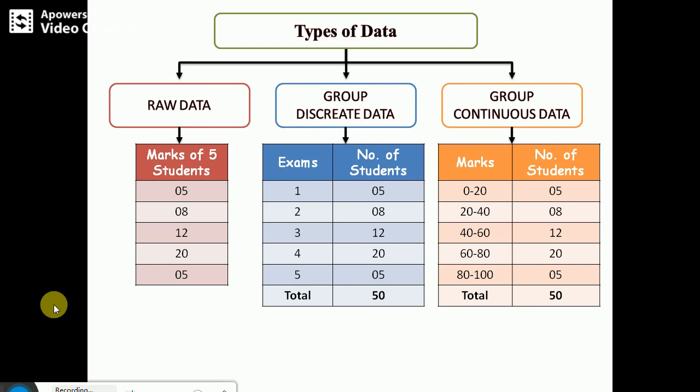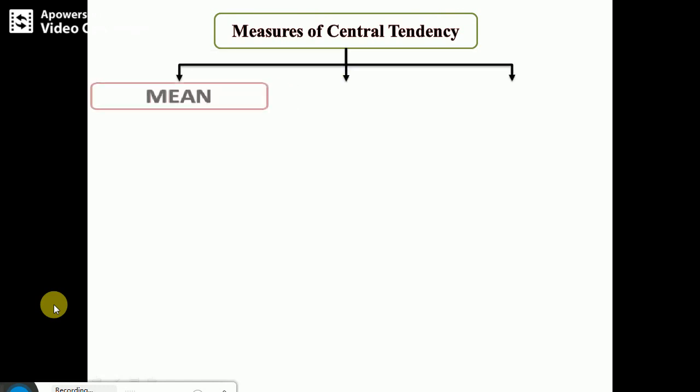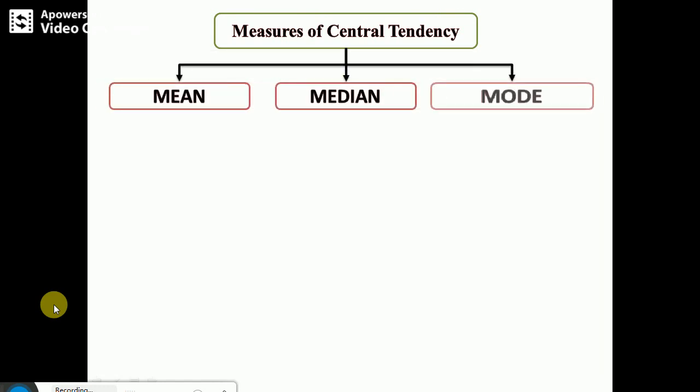So this is how there are total 3 types of data. But what we are going to study are some statistical tools to analyze such group continuous data. We are going to study measures of central tendency. It is a very famous and well known concept. There are 3 different measures of central tendency: one is mean, second is median, and third is mode.